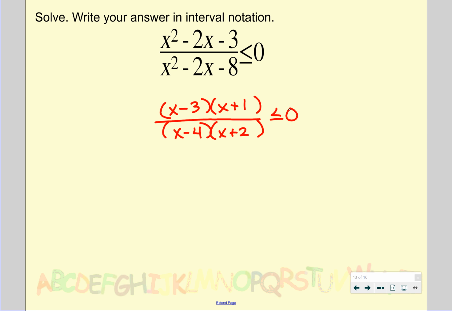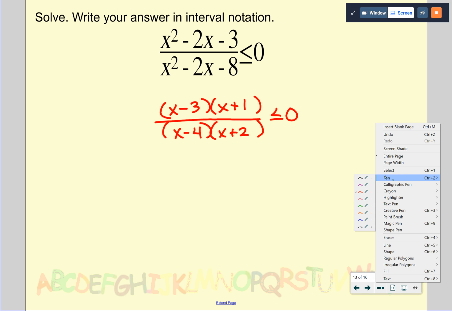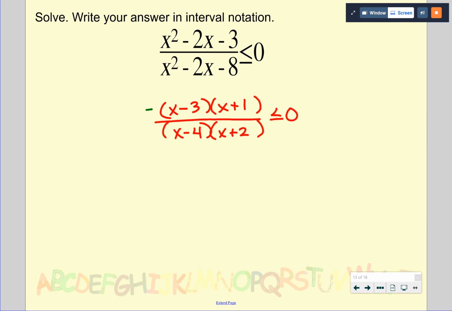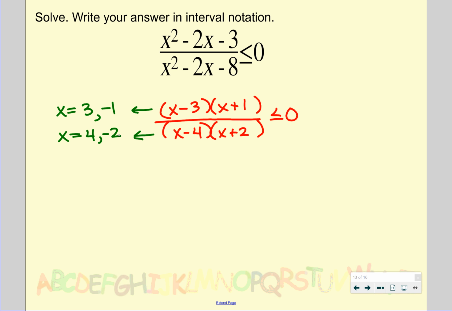Now we're going to set all of those factors equal to 0. If I set the numerator factors equal to 0, I will get x equals what? +3, -1. The denominator, if I set those equal to 0, I will get 4 and -2. 4 and -2, though, because they come from the denominator, are what? Domain restrictions. So instead of saying equal to, I'm going to say not equal to there. I've got to remember that. It's kind of like a note to self for the very end.